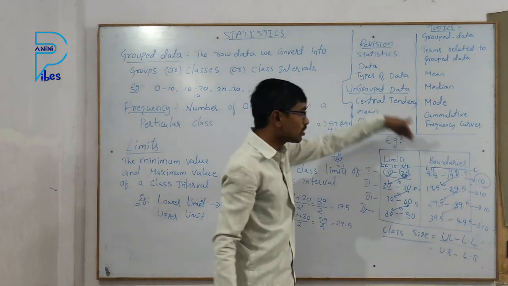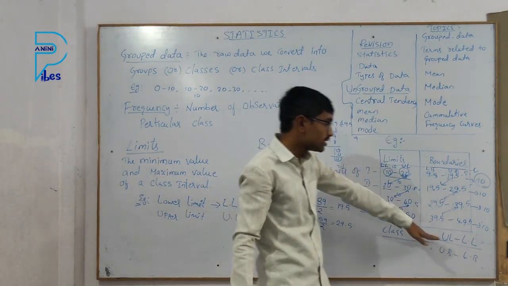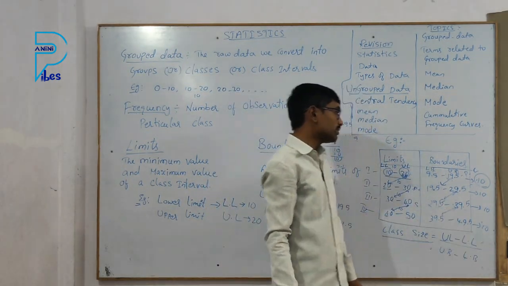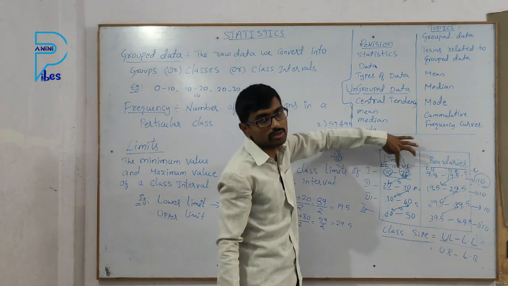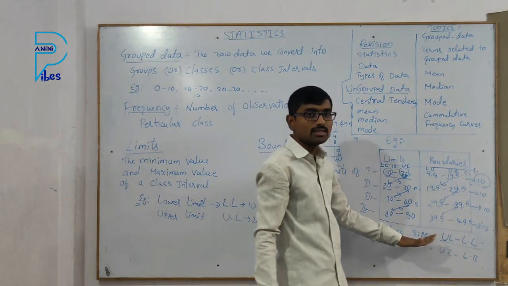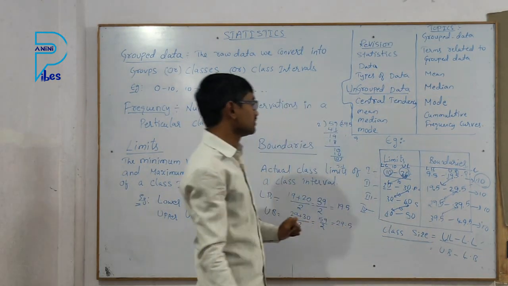Why? Because we are converting boundaries into limits, so we can take this upper limit minus lower limit. So the common difference between the maximum value and minimum value is called class size.